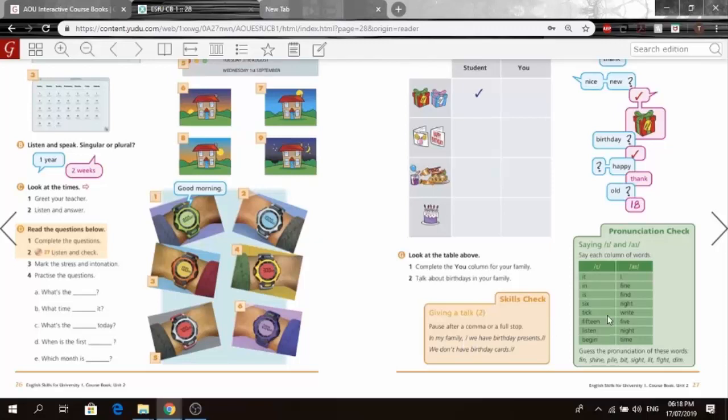Okay? So now let's go here to the pronunciation check. Saying I and I, okay? So say each column of words and you'll understand what I mean in a second. So here we have it: in, is, 6, tick, 15, listen, begin. Okay, so you guys will probably notice that these words have the I sound, not an I, it's more of an A sound, okay? So 6 is in, but here look at that, it has an AI sound.